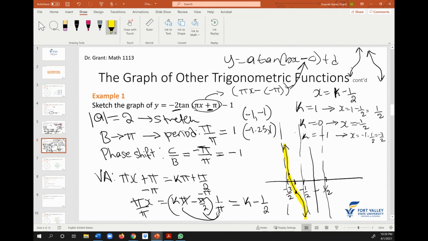So that's the graph of this function. And it's going to repeat the same thing over and over since it's a periodic function. Okay.